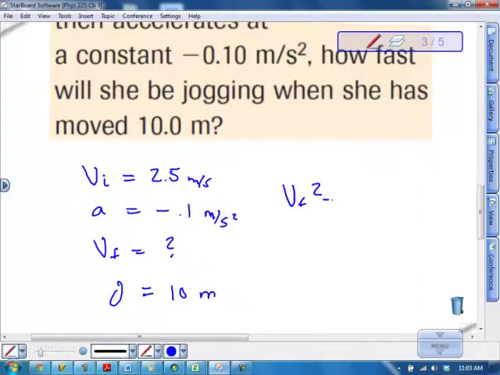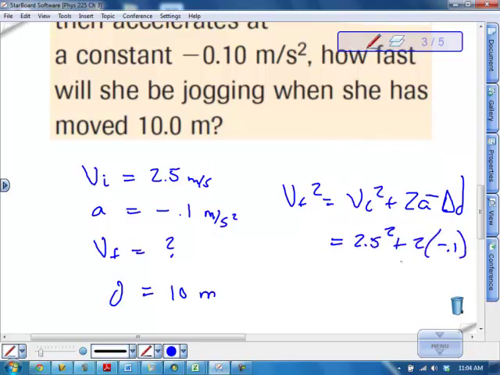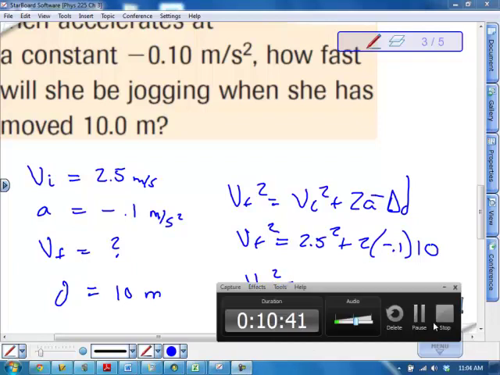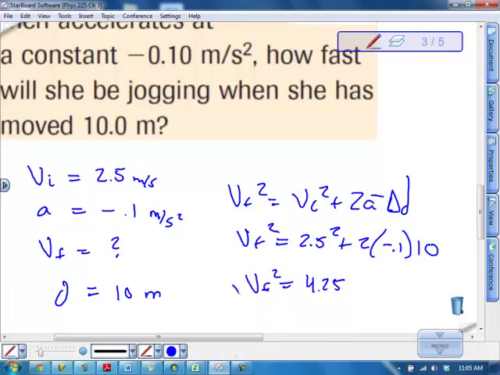So I've got final velocity squared equals initial velocity squared plus 2 times average acceleration times change in distance. I'm looking for final velocity. I have initial velocity. The acceleration is negative 0.1, and the change in distance is 10 meters. Okay. Now, that's final velocity squared, so I can't forget to square root that after I get the answer. If I simplify this, I get 4.25, and then if I square root both sides, we get our final velocity is approximately equal to, we're going to have to round this, 2.1 meters per second.